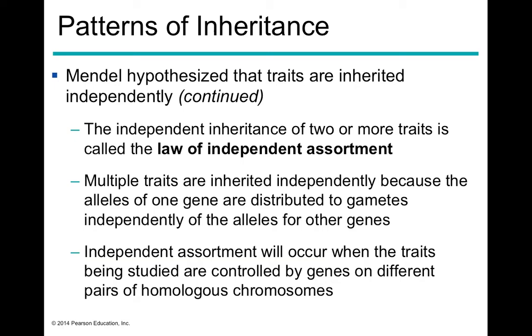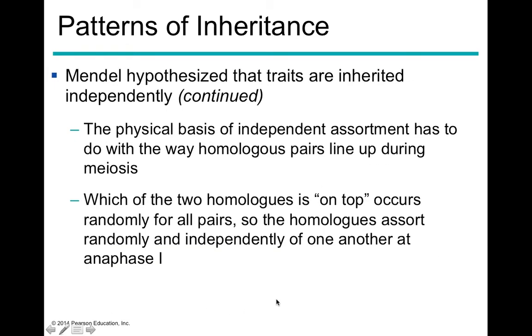Basically what that says is that these 2 or more traits can be inherited independent of one another during meiosis. So multiple traits are inherited independently because the alleles of one gene are distributed on totally different coin flip, basically, than the alleles for the other genes. But that would not be the case if they were on the same chromosomes. So it's only going to be the case if they are controlled by genes on different pairs of homologous chromosomes. Right?